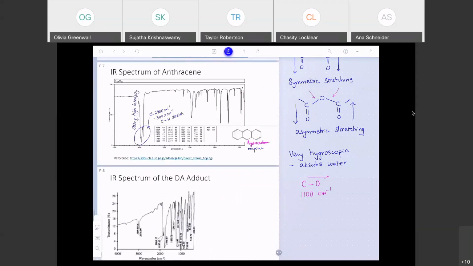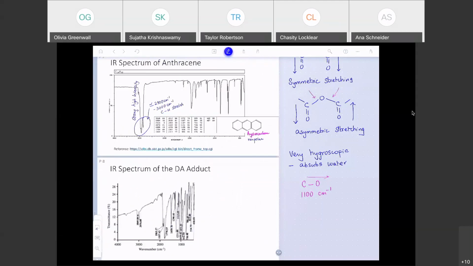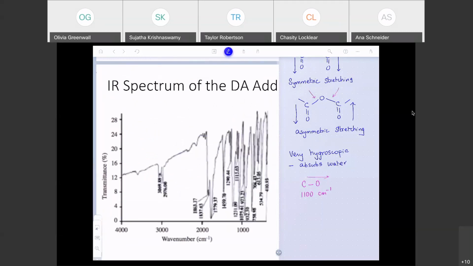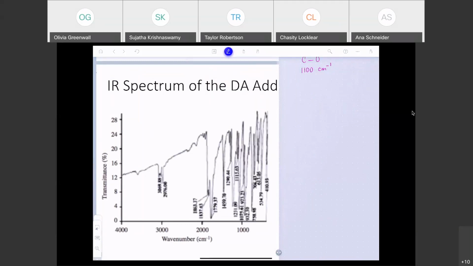So those are your starting materials. Now we're going to look at the adduct. I couldn't find a better spectrum for the adduct. I apologize, it's the best I could get. So I'm going to walk you through some of these bands, because I used a lens and looked at everything already. So it'll be easier for you.